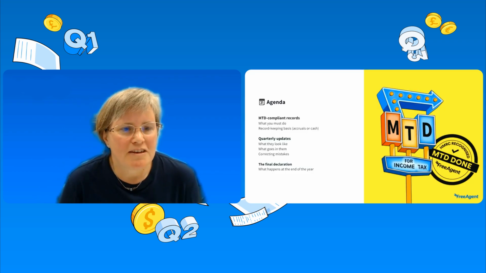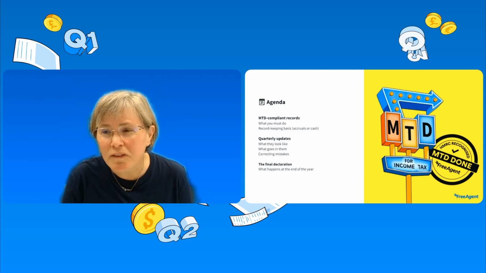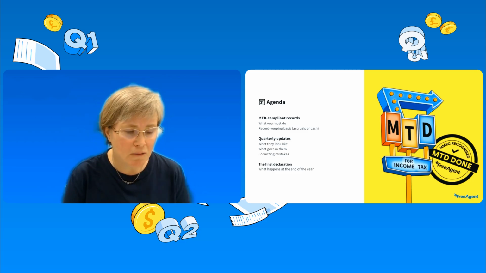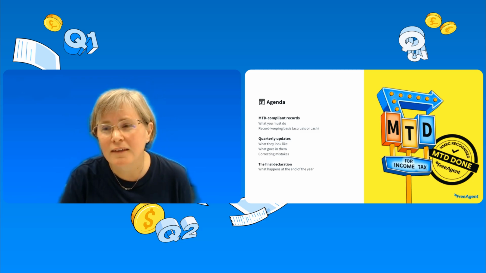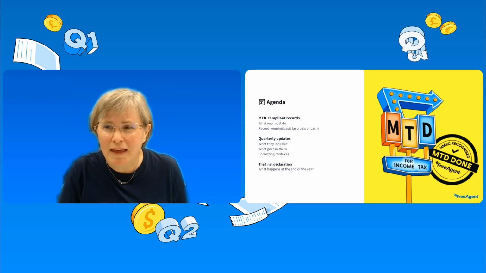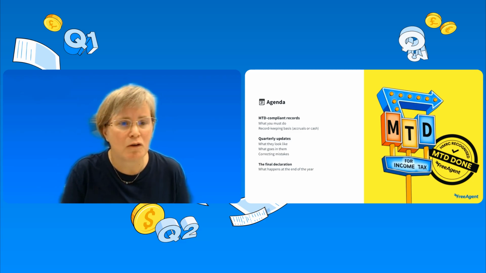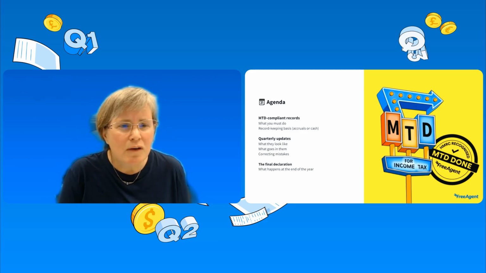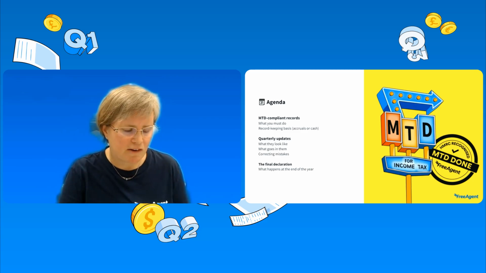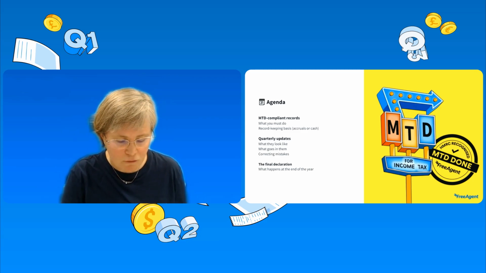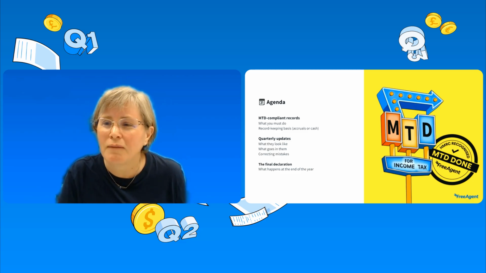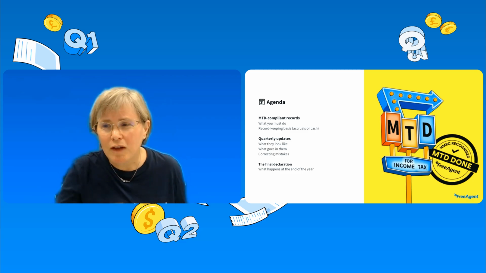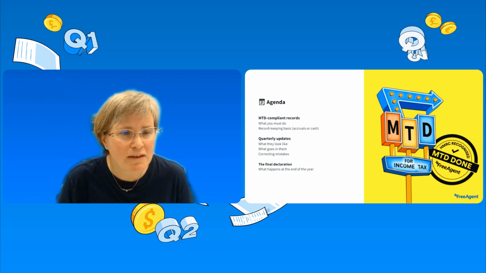What are we going to talk about today? We're going to talk about keeping MTD compliant records. What do you need to do in order to comply with the new rules around making tax digital for income tax? And what should your record keeping basis be? I'll explain what I mean by accruals or cash when we get to that point. We'll have a look at the framework for making tax digital for income tax, which takes the form of quarterly updates throughout the year, and then what's called a final declaration at the end of the tax year.